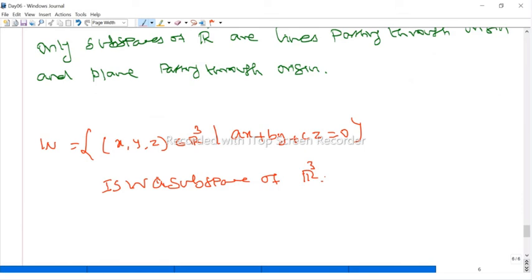And we know the subspaces of R3. What does the equation represent? It is a plane equation, and the right-hand side is 0. Therefore, this is a plane passing through the origin. Therefore, clearly W is a subspace. So in R3, if you take a line or a plane passing through the origin, it should be a subspace.